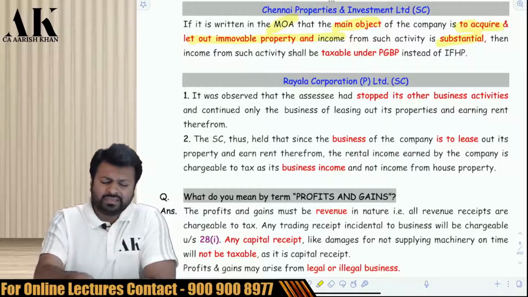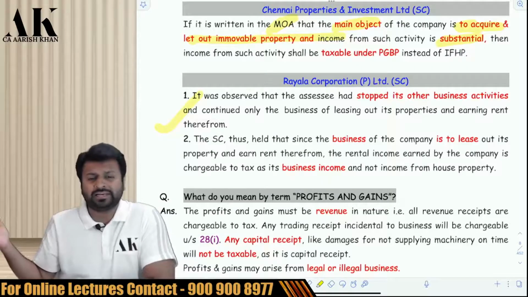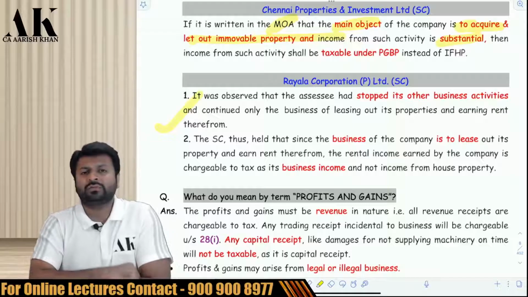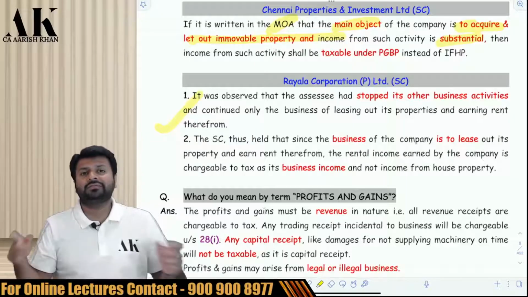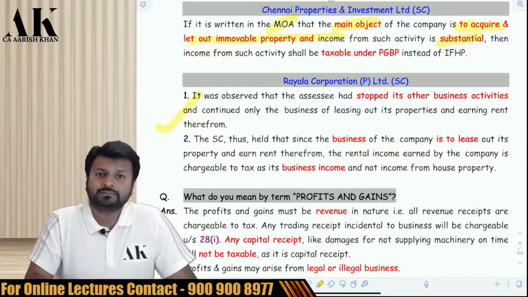Similar case was given in the case of Rayala Corporation. The assessee has stopped its other business activity, and the only business which was left with the assessee was to lease the property and earn rent therefrom, and therefore that income was also classified under the head BGBP.